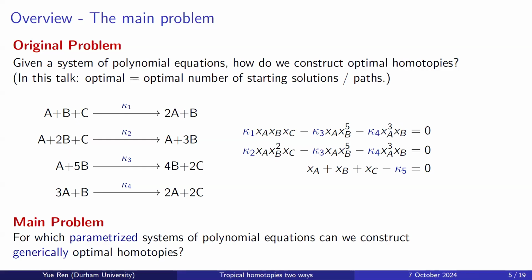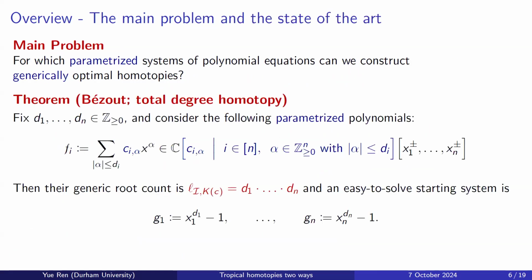Basically, I'm now relaxing my system, and now this is a parametrized system. So the blue kappas are now parameters. And I ask myself, well, for which parameterized systems can I construct generically optimal homotopies? So you know from a classical fact from algebraic geometry, if for generic choice of kappas, the number of solutions is constant, I'm trying to find that number, basically, in a way. And this is what I'm going to talk about. Now, there are already some solutions for that. So the question is for which parameterized system, right?